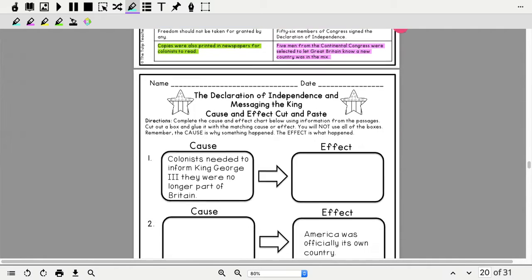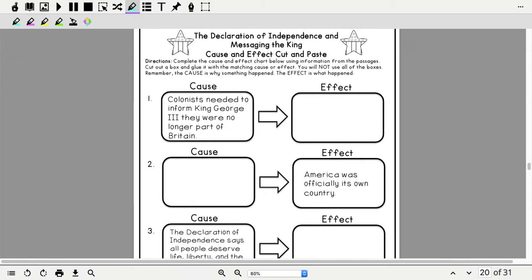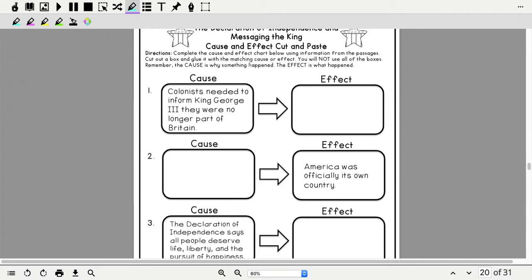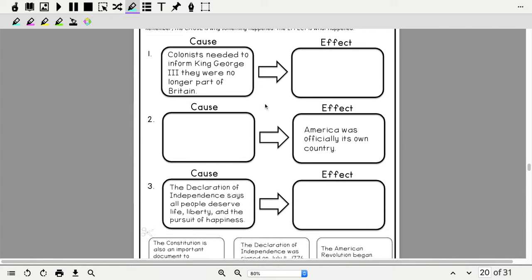So let's go down to your cause and effect cut and paste. That's the next worksheet in your packet. And it says, complete the cause and effect chart using information from the passages. Cut out a box and glue it to the matching cause or effect. You will not use all the boxes.